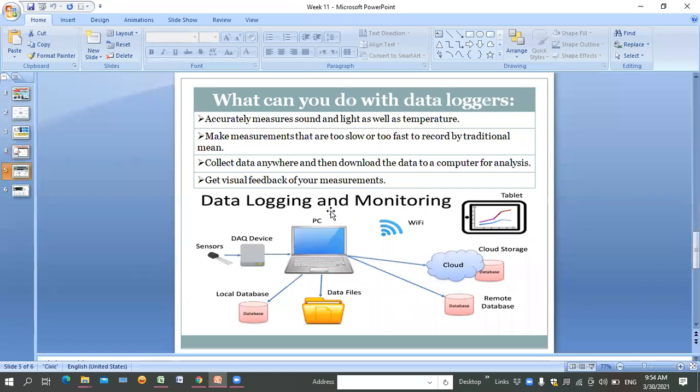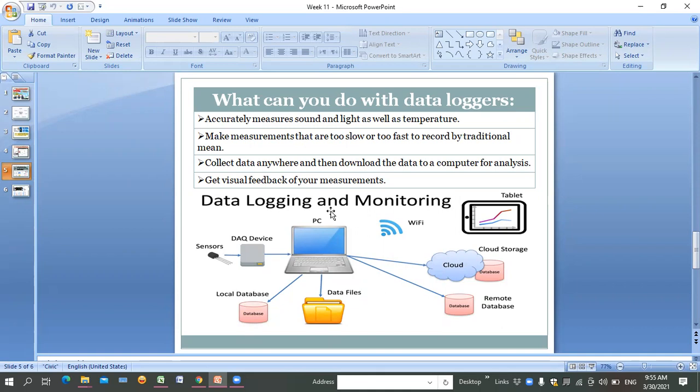Now, what can you do with the data logger? How can the data logger help you, or what are the things that can happen with the help of a data logger? First, accurately measure sound and light as well as temperature. Accurate means it gives you the perfect, correct result of your data related to sound, light or temperature. Temperature includes weather also.